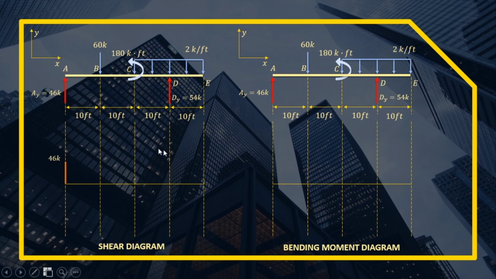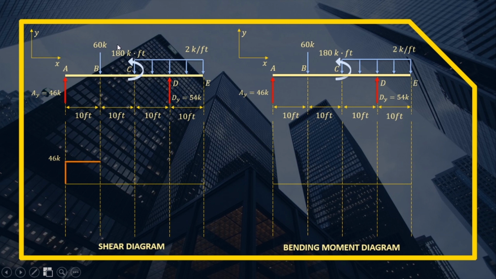Pwede nyo guys i-scale yan kung mag-solve kayo sa papel. Hindi yan naka-scale dito sa presentation natin. Assumption ko lang na ganyan yung length niya. Tapos, pag wala tayong load along segment AB, ibig sabihin magiging constant lang yung 40 kips natin along segment AB. Kaya mag-draw ako ng horizontal line.